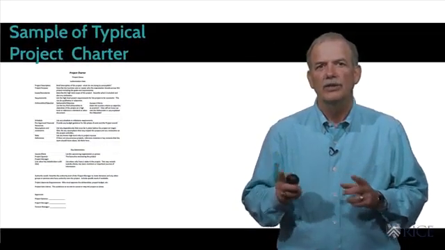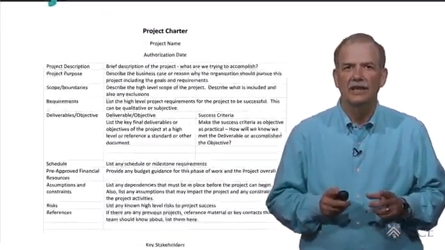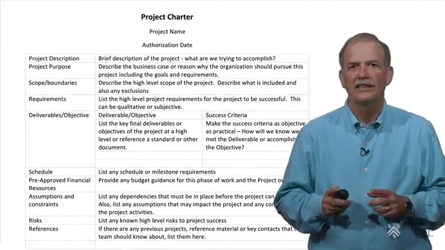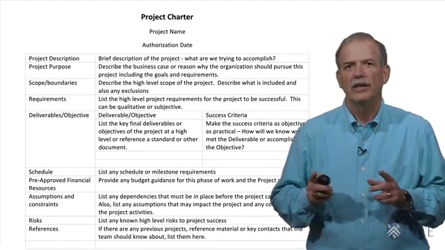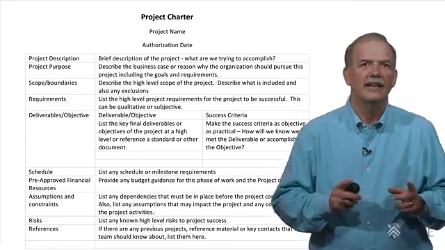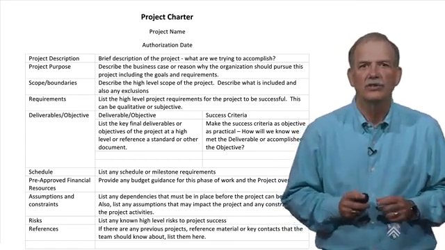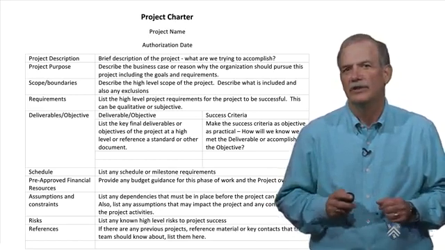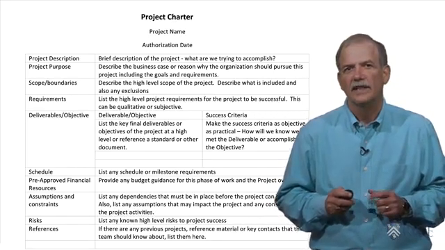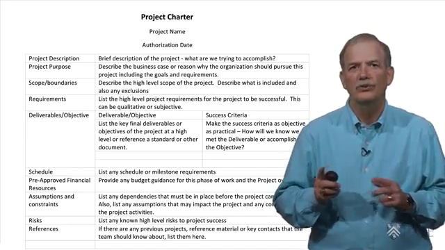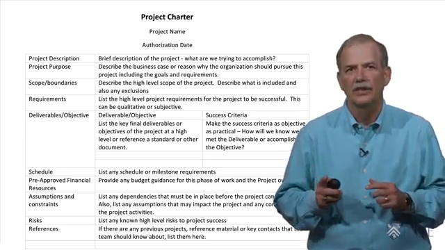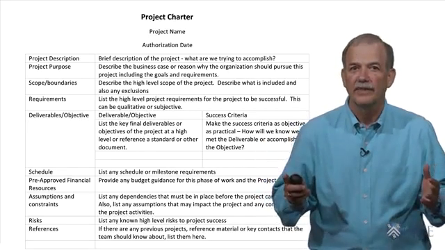First, the project charter should contain the project name and the authorization date, or the date the document was issued. It might also be a good idea to add a revision number in case the project charter is revised and issued at a future date. The next section should contain the project description containing a 1 or 2 sentence description of the project. What are we trying to accomplish?